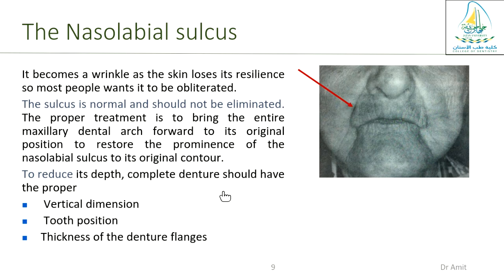Now what we can do is to reduce its depth. The complete denture should have a proper vertical dimension, so the proper vertical height should be there. Tooth position should be placed properly, so wherever there is loss of bone, we should be placing our teeth. And also the thickness of the flanges. When we fabricate the complete denture, the flange thickness also should be good enough so that it can support the lips properly.